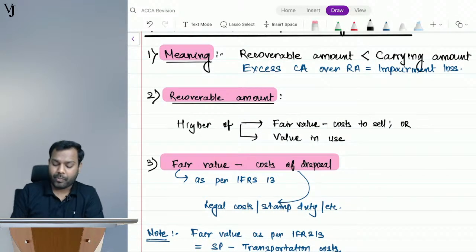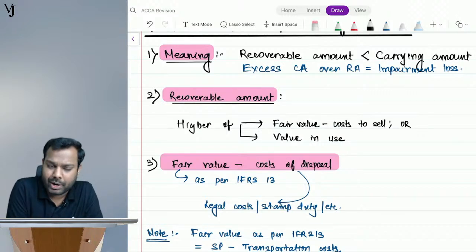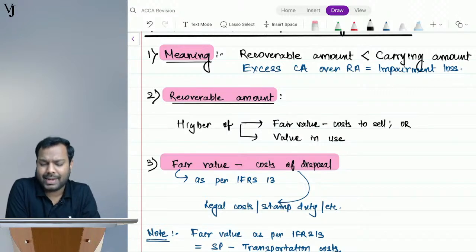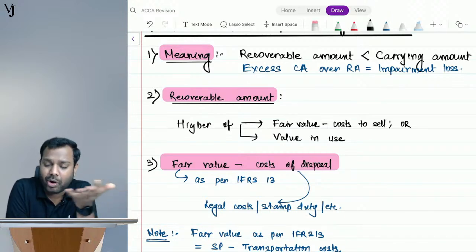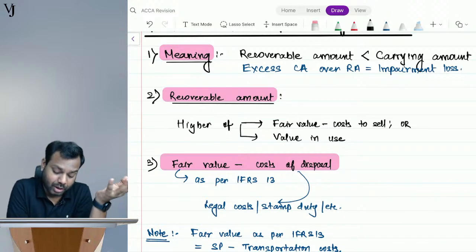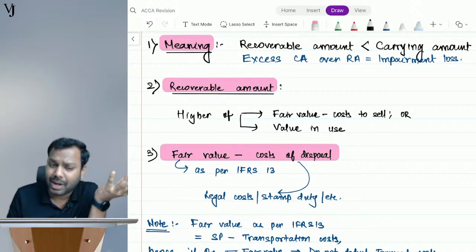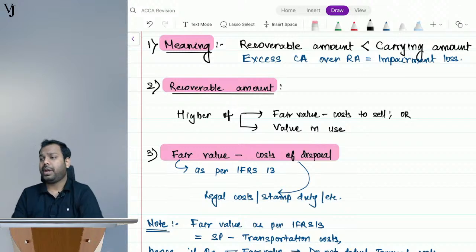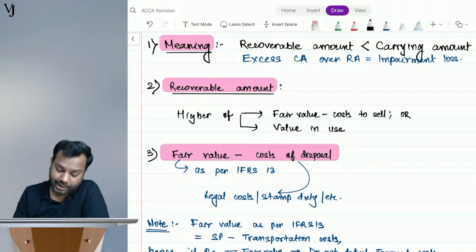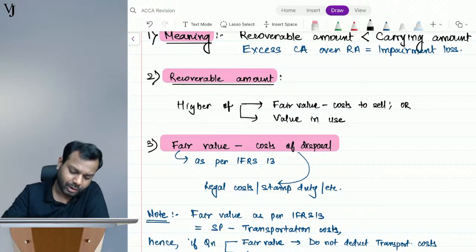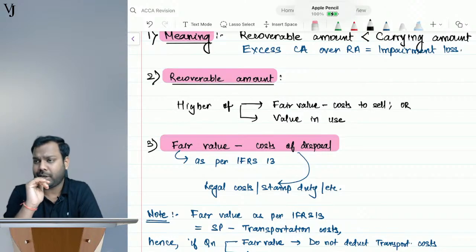Now the question comes up, how to calculate carrying amount? I believe you already know, as per the relevant IAS, that is IAS 16, 38 or 40, that is PPE, intangible assets, or investment properties. Now the main question is how to calculate recoverable amount. Understand it logically.